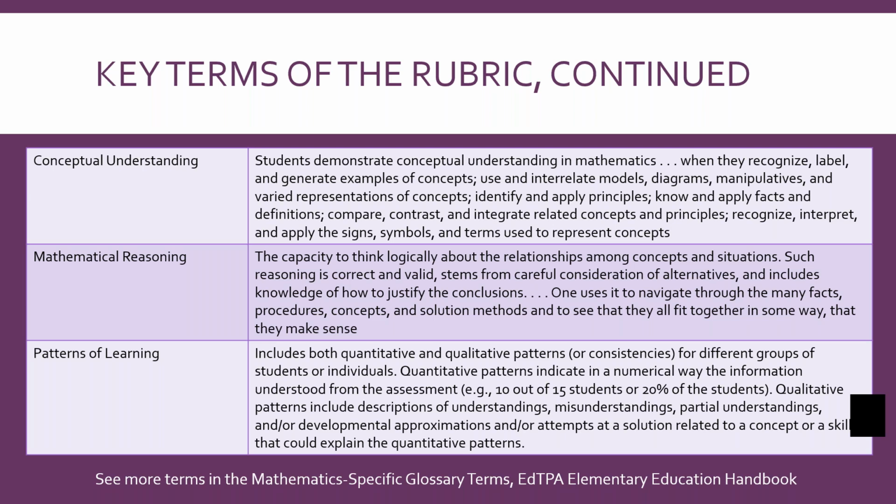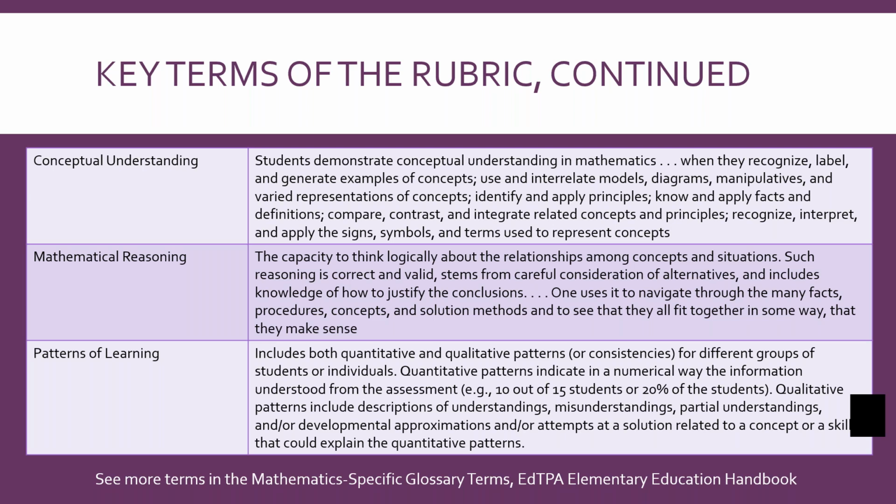Mathematical reasoning is the capacity to think logically about the relationships among concepts and situations. Such reasoning is correct and valid, stems from careful consideration of alternatives, and includes knowledge of how to justify the conclusions. One uses it to navigate through the many facts, procedures, concepts, and solution methods, and to see that they all fit together in some way and that they make sense.